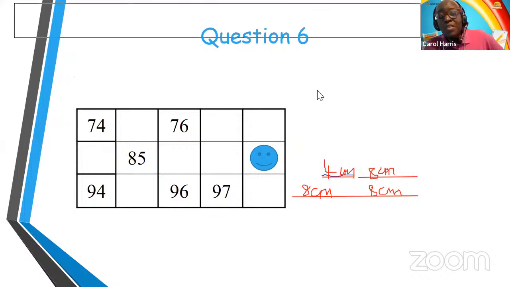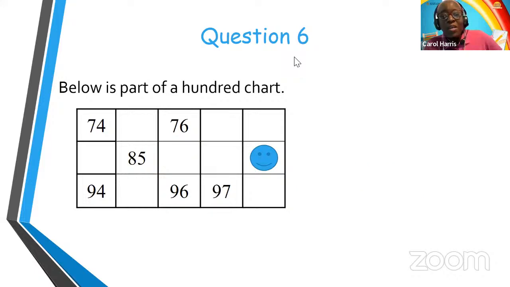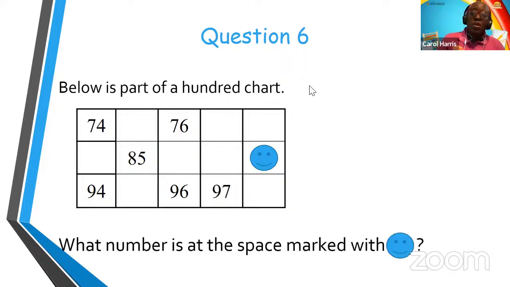In question 6, so we'll clear the drawings quickly in a while. In question 6, we have a 100 chart, or a part of a 100 chart, I should say. In this chart, we are being asked to find what number is marked with the smiley face.